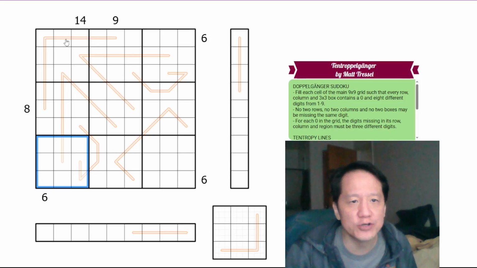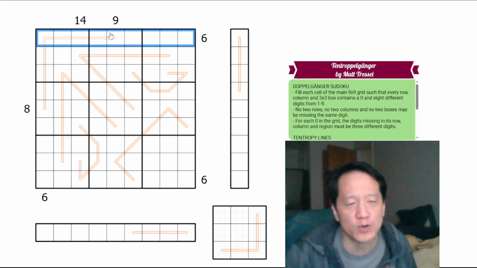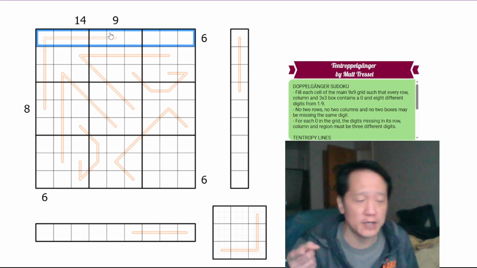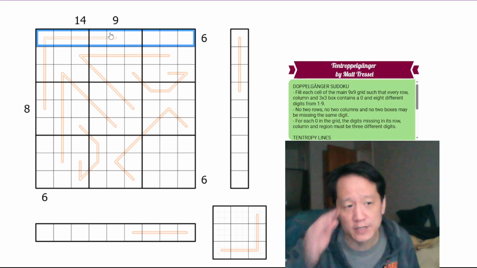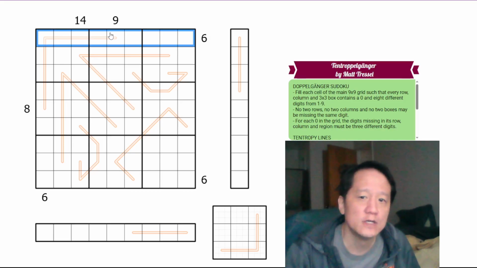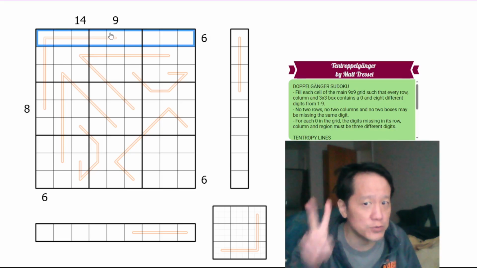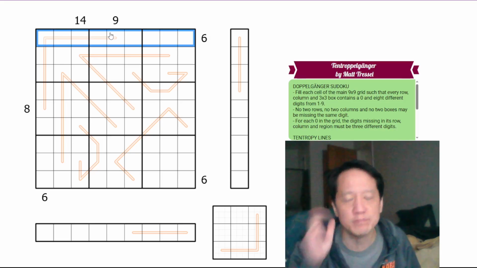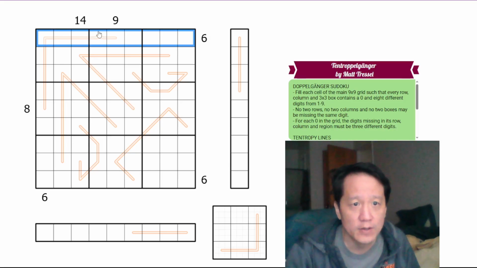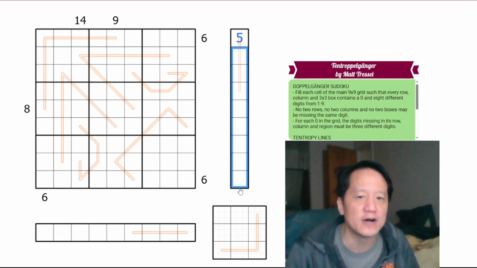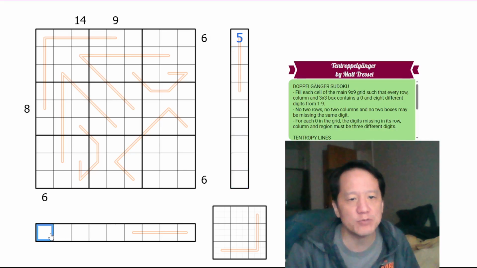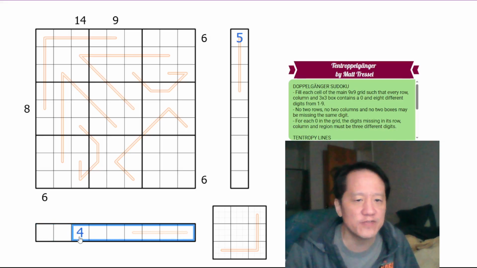So basically, we're going to be losing 1 digit from 1 through 9 and gaining a 0 in every row, column, and 3 by 3 box. No 2 rows, no 2 columns, and no 2 boxes may be missing the same digit. So that means if we're missing, say, a 5 here in row 1, we cannot be missing another 5 in another row. Same with columns. If we're missing a 4 here in column 3, none of the other columns can be missing a 4.